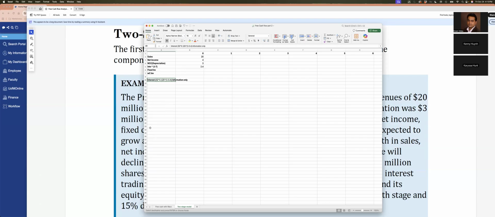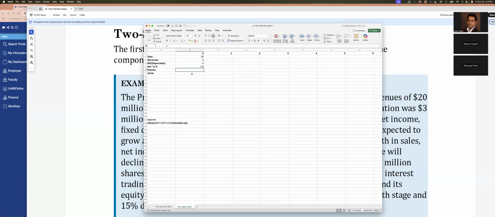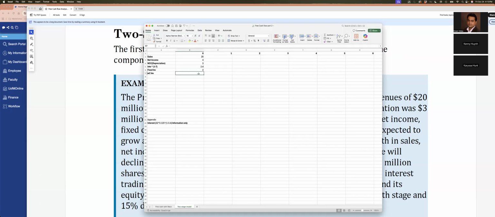Let me put somewhere here. This maybe I can call appendix. So what is the fixed investment? He gave already. Come on, Carissa, what is the fixed investment? 2 million. There you go. What is the working capital? How much they say? 17%. Oh, just kidding, 7.5. Depreciation was 3 million, working capital 7.5%.